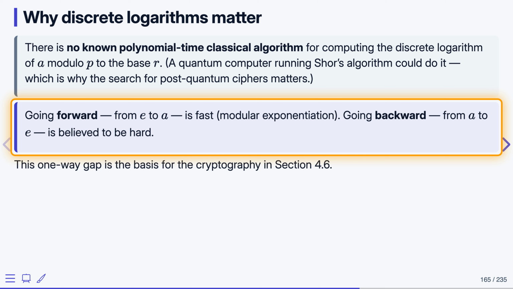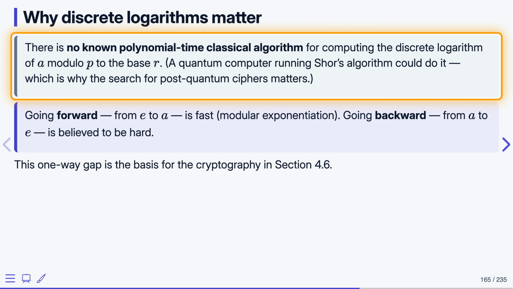This is the key point, and it is the whole reason we care. Going forward is easy. Give me an exponent e, and modular exponentiation gives me a quickly, even for enormous numbers. Going backward is hard. Give me a value a and ask which exponent produced it, and nobody knows a fast method for an ordinary computer. For a small prime like 11, we just read the table. For a prime with hundreds of digits, no table can be built and no shortcut is known.